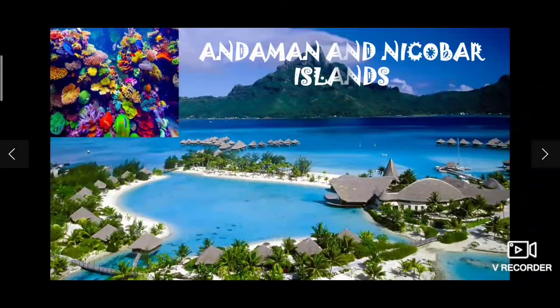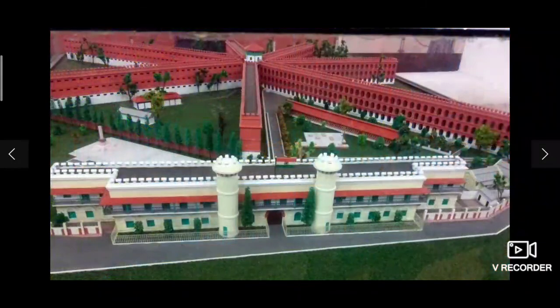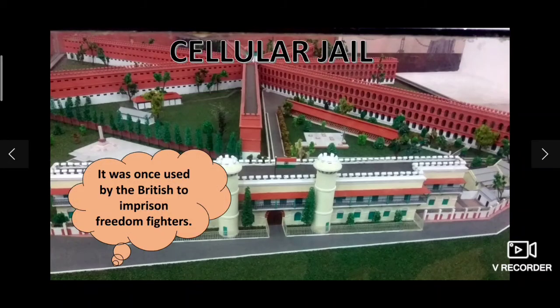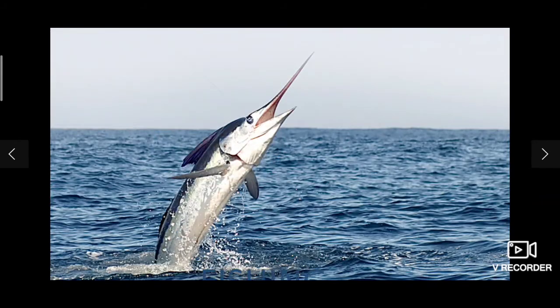Andaman and Nicobar Islands. Its capital is Port Blair. The cellular jail at Port Blair is a national monument. Many freedom fighters were kept here during the British rule. Fishing is an important occupation. Andaman and Nicobar Islands are of great tourist attraction.